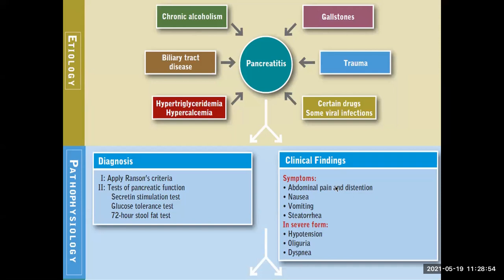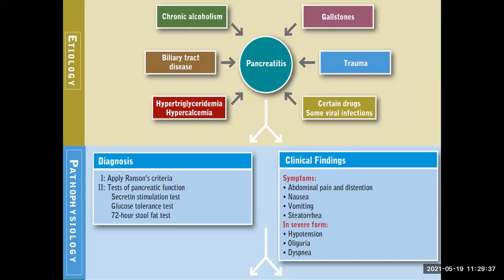Regarding clinical findings, we have symptoms. Normally, abdominal pain is there, which also extends towards the backside, and nausea, vomiting, steatorrhea. Steatorrhea is basically the excretion of abnormal quantities of fat with the feces, owing to reduced absorption of fat by the intestine. So the individual basically loses weight due to losses of fat with the fecal mass. For this purpose, the 72-hour stool fat test is conducted.